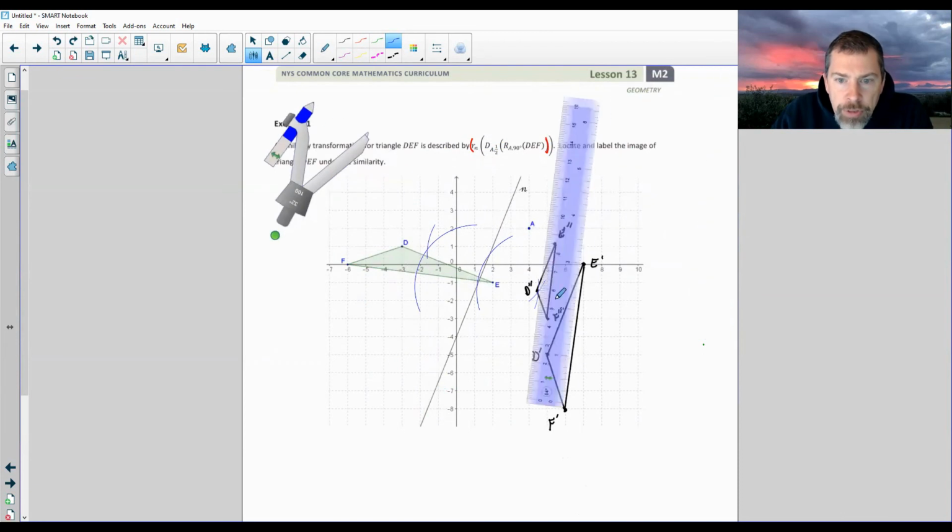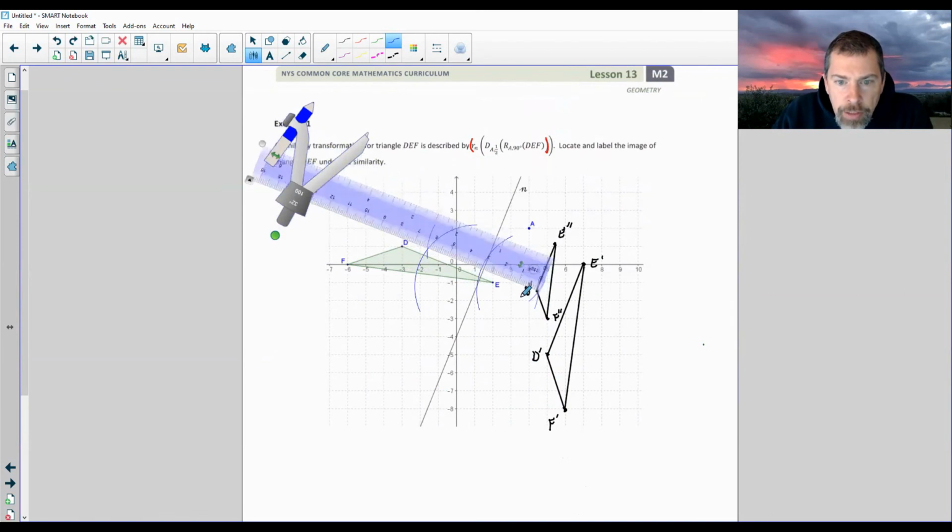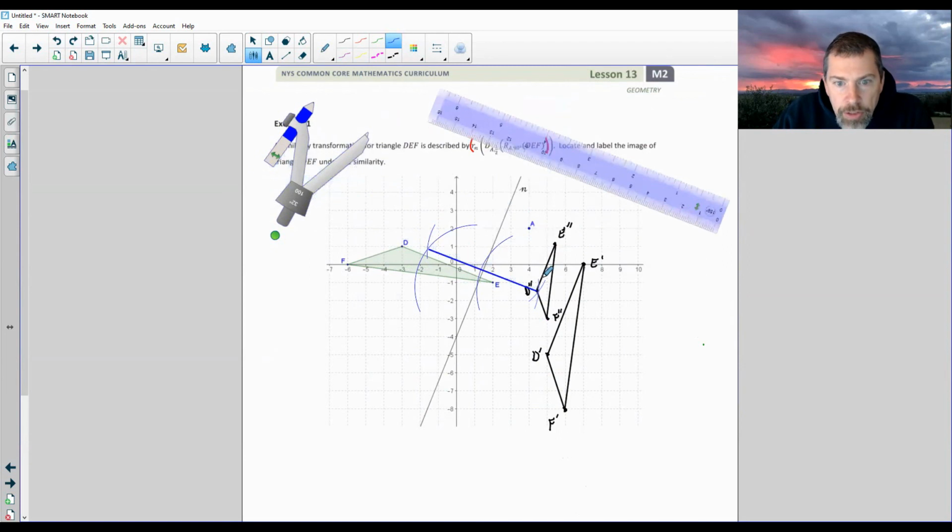And then take your ruler and put your 0 there. Rotate it to there. And if I drew a segment from D to my other intersection point, the blue line is perpendicular to line N, and from here to here is the same length as here to here. And we just found D triple prime, which is right here. There's D triple prime. We're going to repeat that step 2 more times.